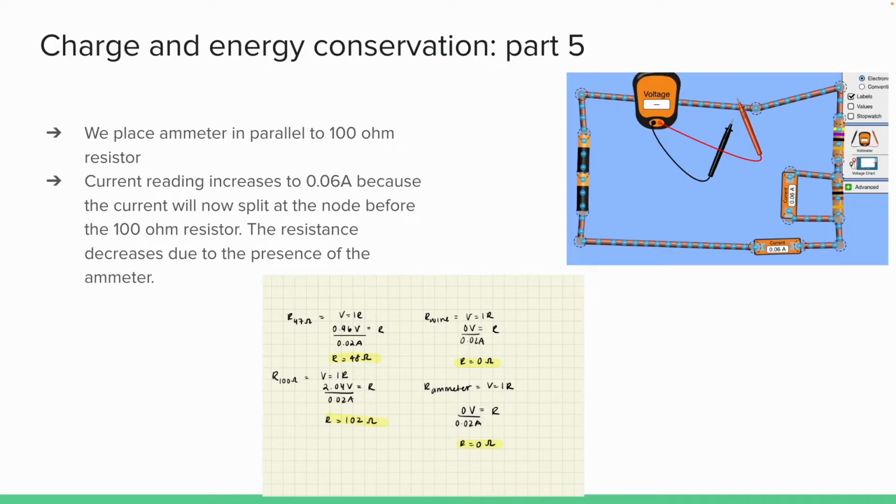We can also see the calculated resistance values at the bottom based on the potential difference values from the previous slide, and we can see that our calculated values of 48 ohms and 102 ohms are very similar to our actual resistance values of 47 ohms and 100 ohms.